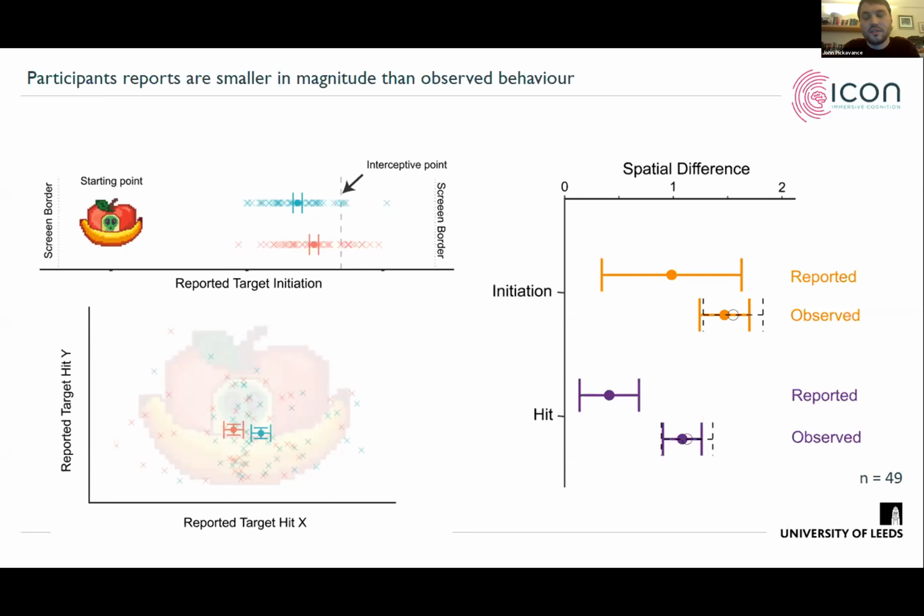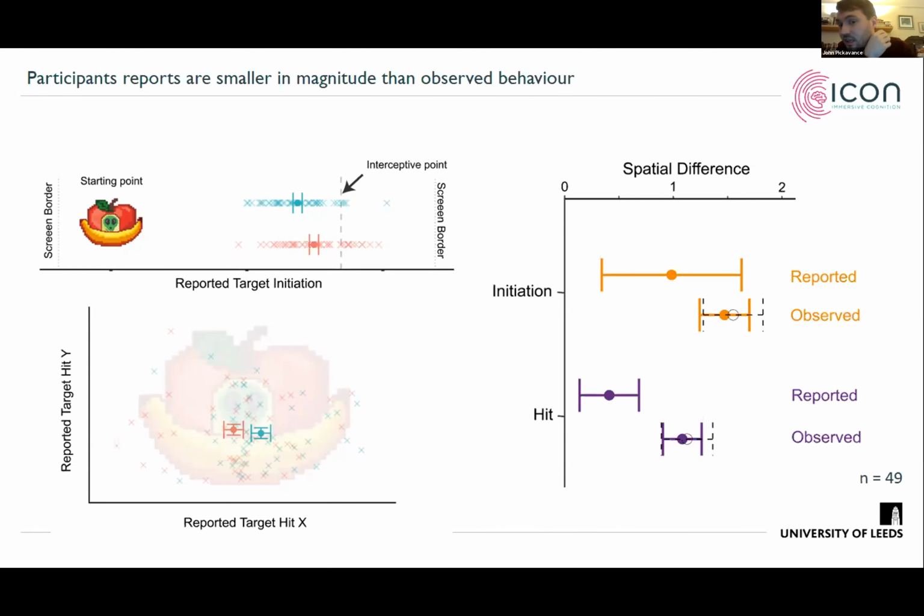Another interesting aspect of this is that these reports are obviously smaller in size than the effects that we observed. And this could be for a number of reasons. So one is that this is happening after they've done the task. So we're probing their explicit recall of the strategy. Maybe there's some kind of decay associated with the memory of what they were doing. Maybe there's some kind of weird demand characteristic where they want to say that they were just striking for the center of the target every time.